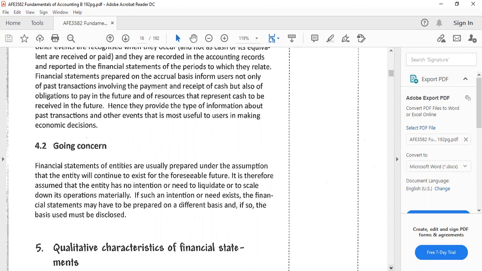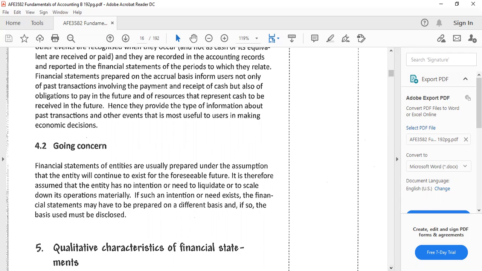So going concern says financial statements of entities are usually prepared under the assumption that the entity will continue to exist for the foreseeable future. Meaning that when you prepare your financial statements, they are prepared under the assumption that your company will still continue operating in the future. Do you understand? So even when you are making decisions, you know that you are making decisions of the future.